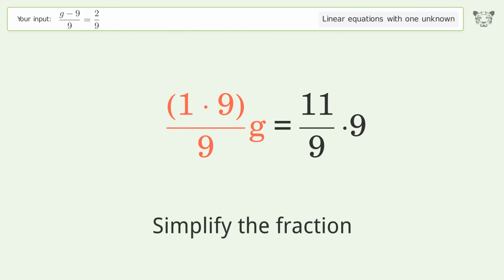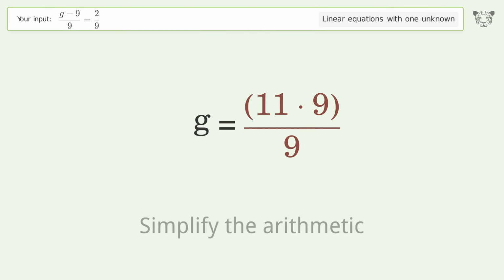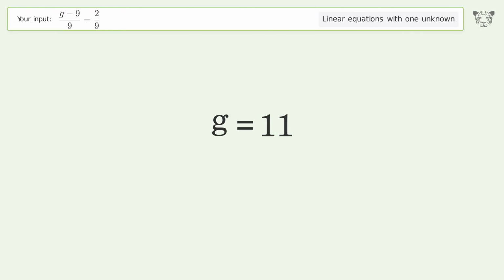Simplify the fraction. Multiply the fractions. Simplify the arithmetic. And so the final result is g equals 11.